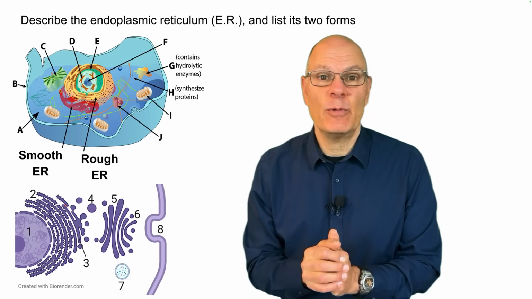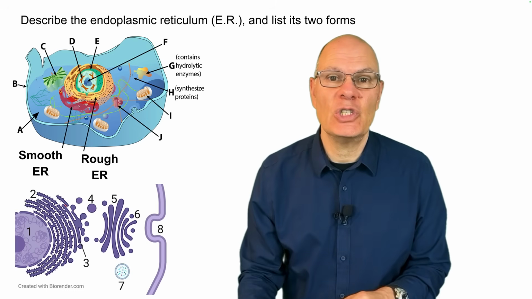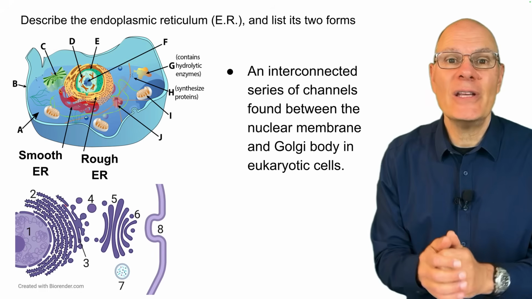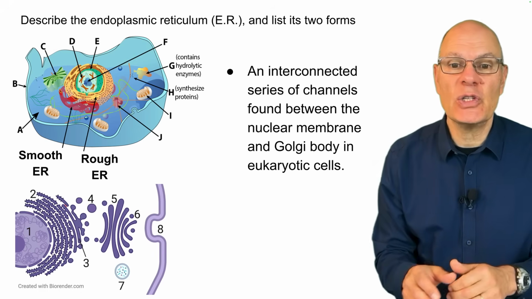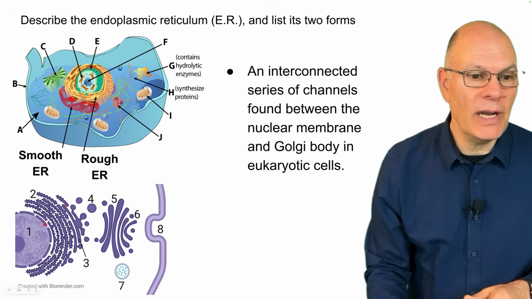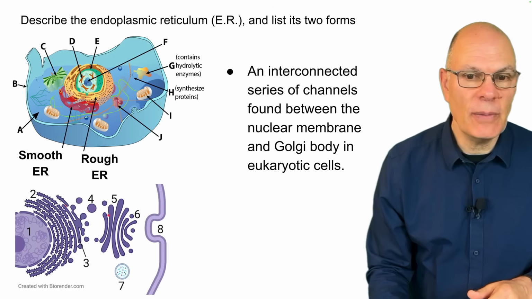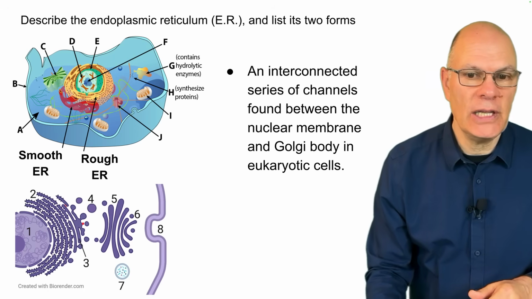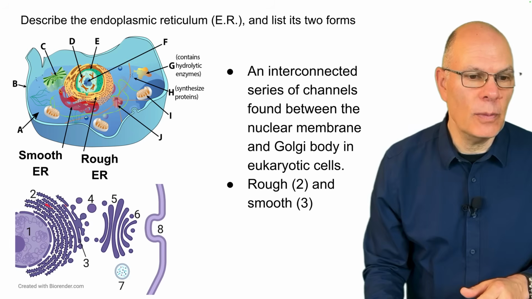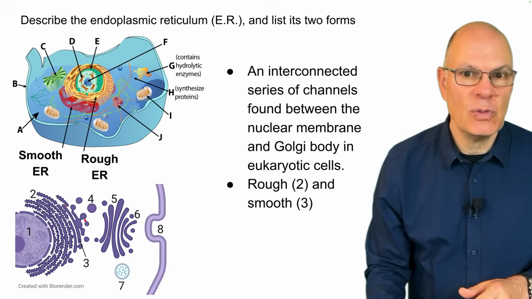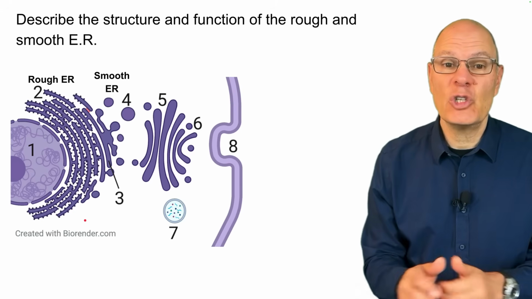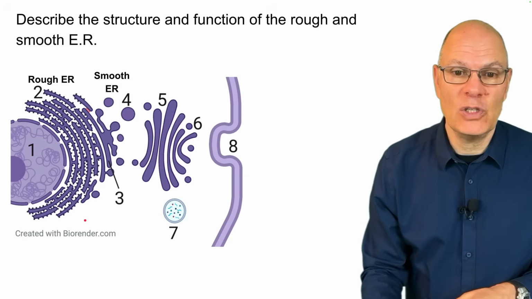Describe the endoplasmic reticulum, the ER, and list its two forms. The ER is an interconnected series of channels found between the nuclear membrane over here and the Golgi body in eukaryotic cells. So here's the ER, and it consists of two forms. There's the rough ER and the smooth ER. Describe the structure and function of the rough and smooth ER.